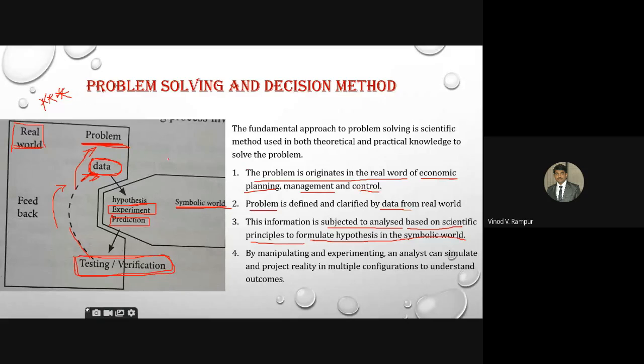Okay, in an examination this question is compulsory. Remember this. Many times they ask this question in the examination. You have to draw this diagram and write down these 4 points. That is, by manipulating and experimenting, an analyst can simulate and project reality in multiple configurations to understand the outcome. Simply you have to write this down.